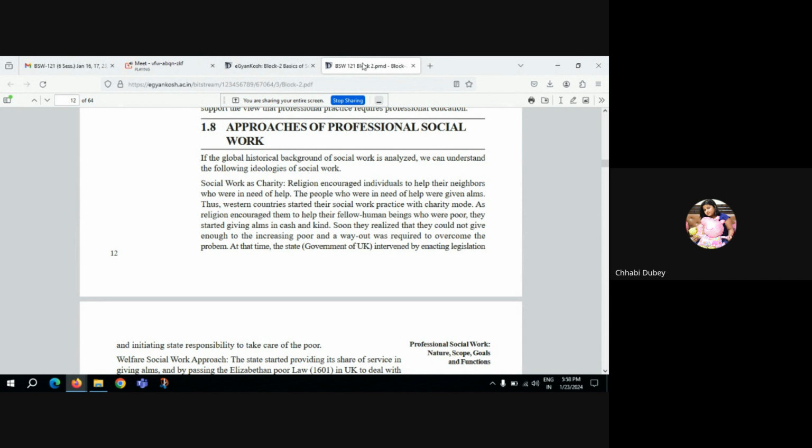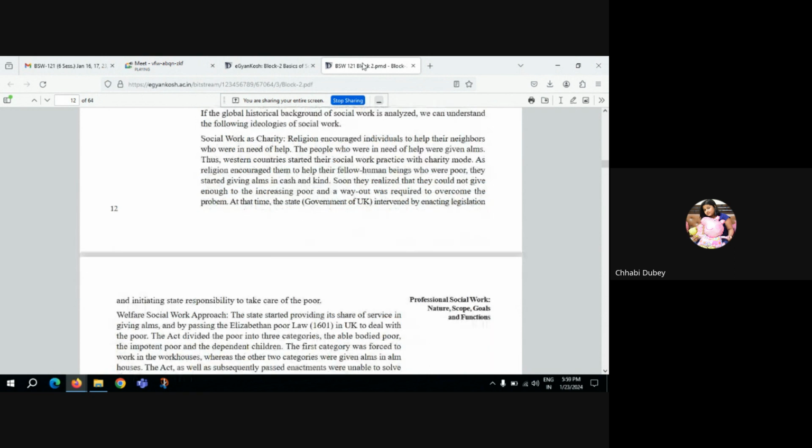Okay, and we see this in the various laws that were enacted by the government of the UK, like the poor laws. They helped the state government to intervene in the matters of welfare, and to make it a state responsibility to take care of the poor, okay, and the needy.